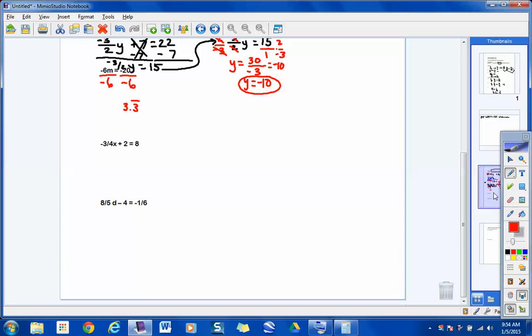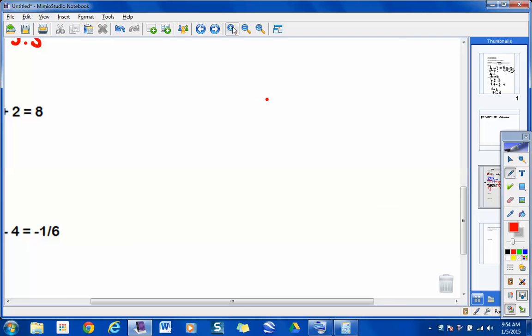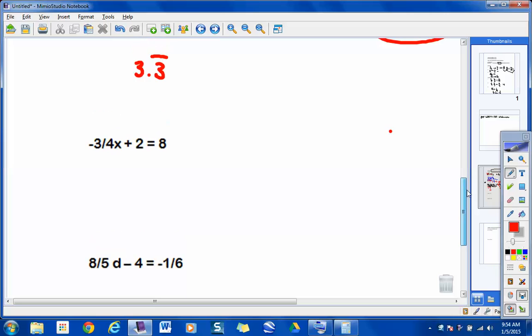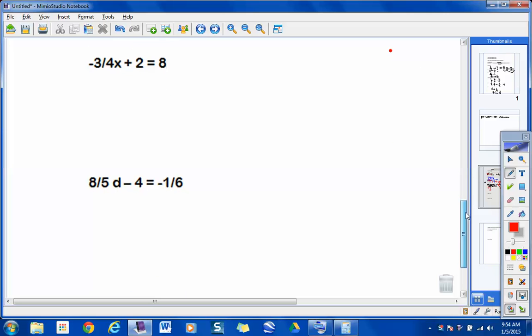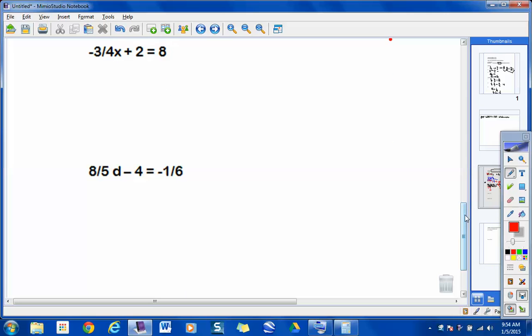These two right here. Negative 3/4 x plus 2 equals 8. And then 8/5 d. Maybe I should rewrite them for you. So this one right here, I'm gonna have some volunteers come up here and do this one. Do you want to keep this one the way it is also? Yes or no? Is the d out front with its coefficient? It is, so that's good, right?